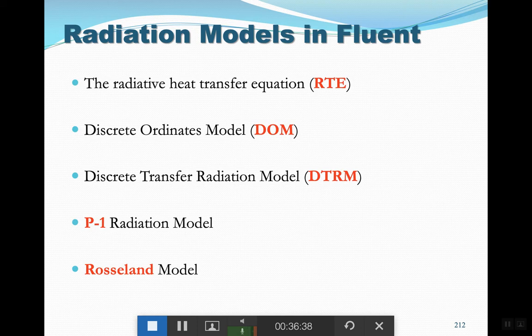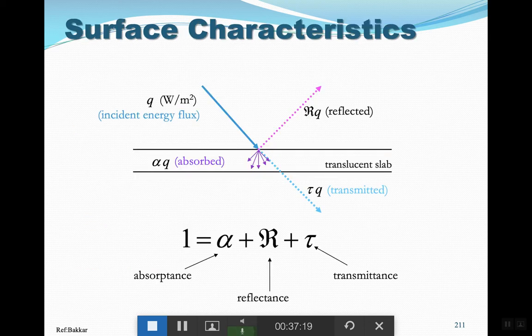There are different models in Ansys Fluent for radiation. You have the RTE, which is radiative heat transfer equation. You have the discrete ordinate model. You have DTRM, which is discrete transfer radiation model, the P1 model, the Rosseland model, many different models. We're not going to get into the nitty-gritty of these models because they include extreme calculation, very difficult and complex mathematical equations, and so on and so forth. But you just need to remember all these models work based on these characteristics, and that's it.